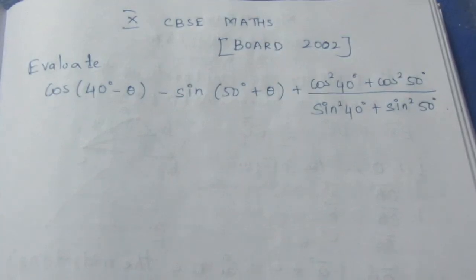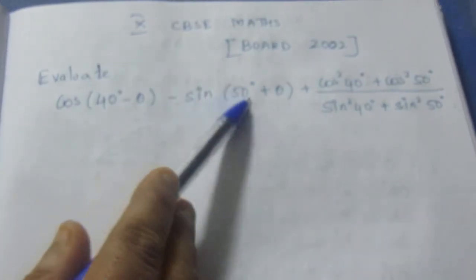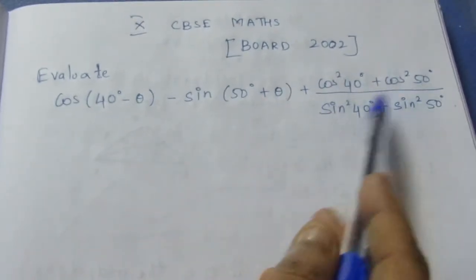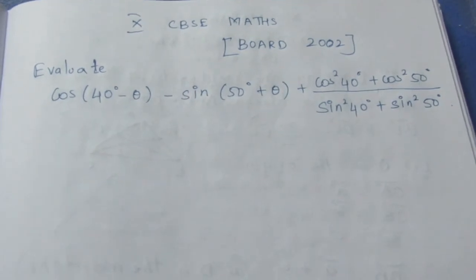Today we are going to see 10 CBSE Maths. The question here is: evaluate cos(40 degree minus theta) minus sin(50 degree plus theta) plus (cos square 40 degree plus cos square 50 degree) by (sin square 40 degree plus sin square 50 degree).